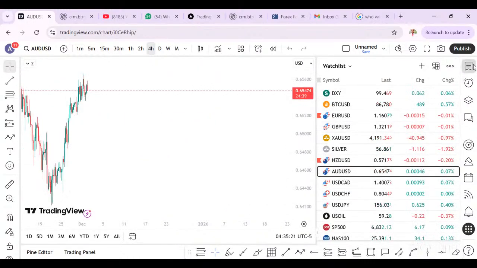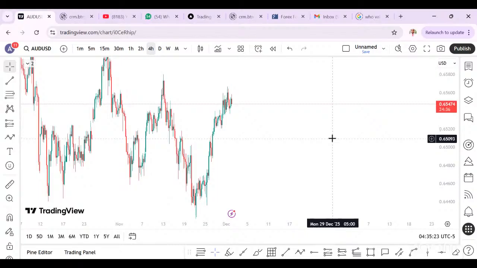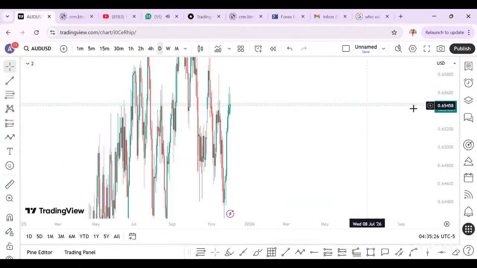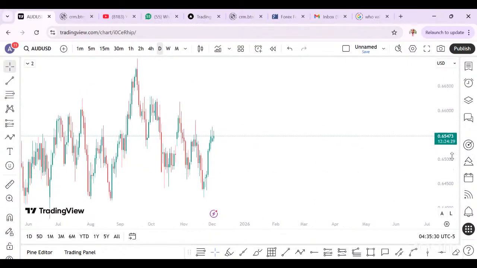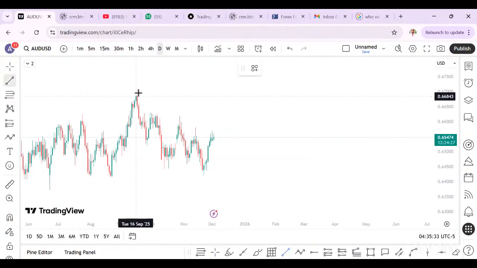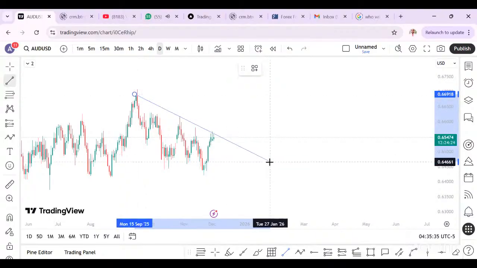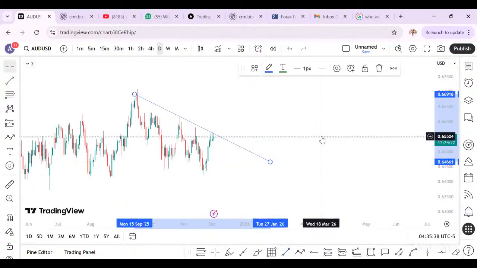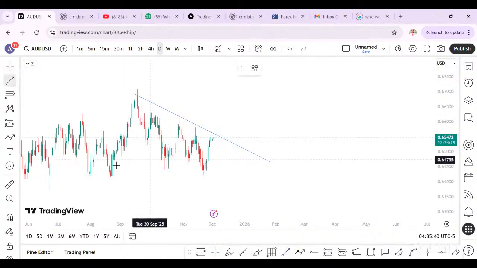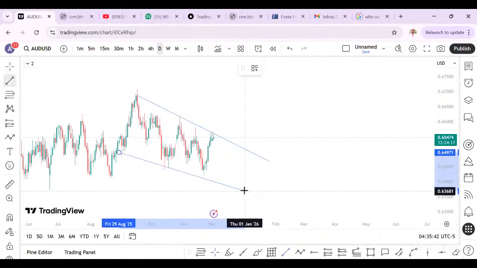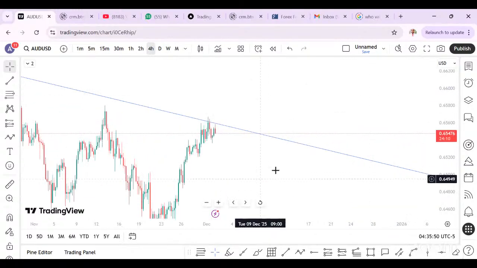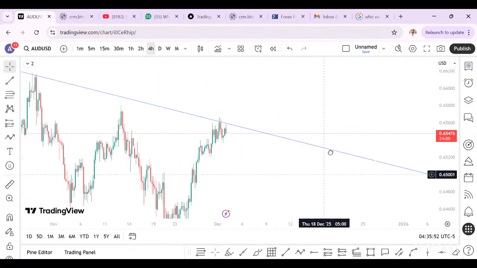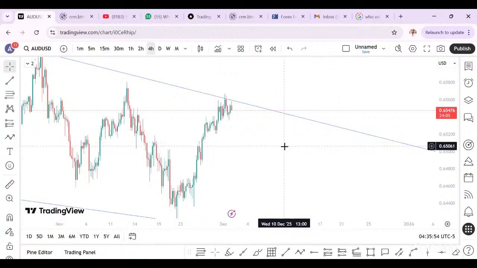GBP, AUD-USD, same thing is playing out on AUD-USD. So price is still pushing up, pushing up, pushing up. So we just need to see where a good entry is. Price is rejecting from that trend line there, right? So now we also need a change of character from that.